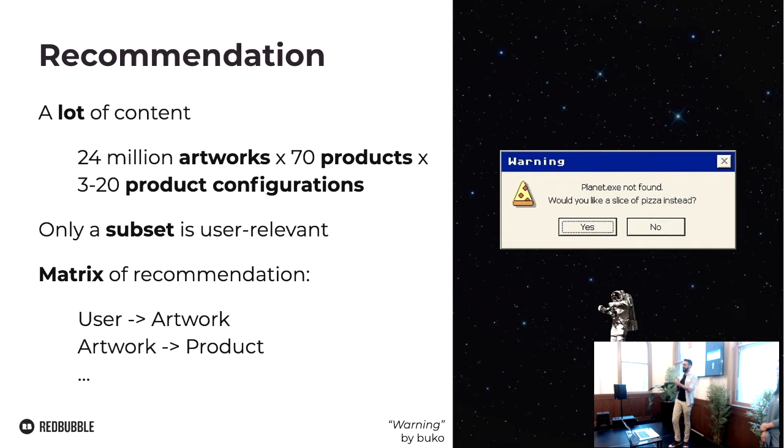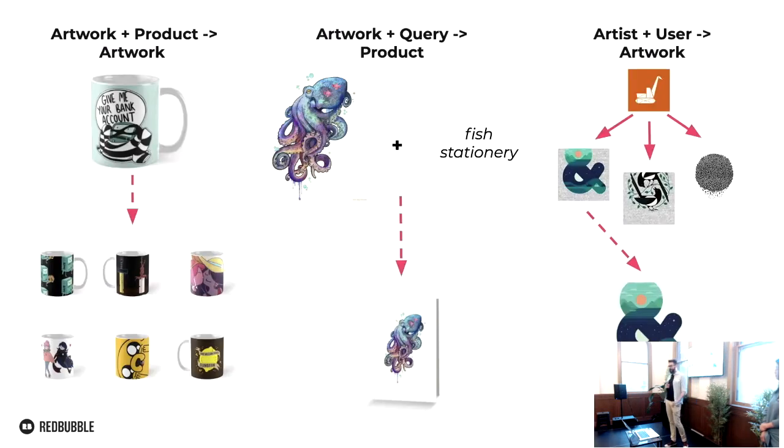And so we try to work out different spaces on the site to be able to place these in front of users to optimize their experience. And so you see a few examples of it here. So you might have an artwork and a product in combination. In the case here, we have BMO saying, "Give me your bank account" on the mug. And in turn, we identify that this person's likely to want Adventure Time mugs. So we might recommend other Adventure Time mugs in this case.